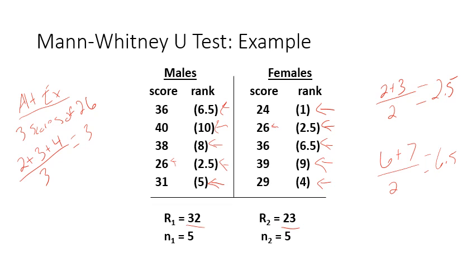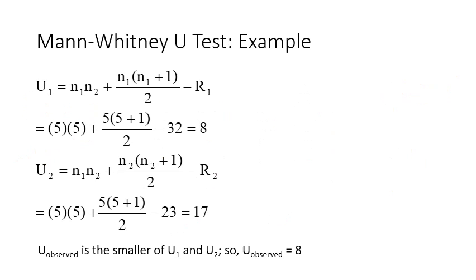So from this, we now need to calculate the U's. Let's do that on the next slide. U1 is going to be equal to n1 times n2 plus n1 times (n1 plus 1) divided by 2, minus ranks 1. Ranks 1 was 32. If we add all of that up and factor it out, we get 8.